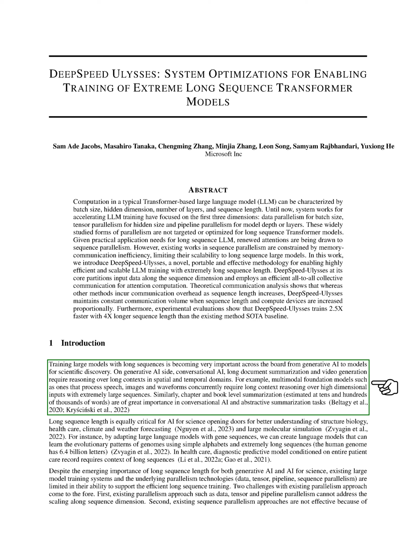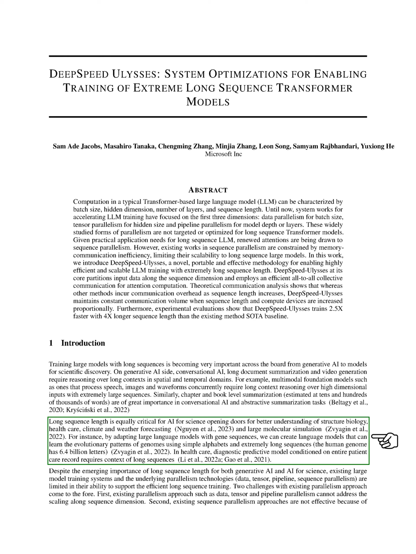Long sequence length is also vital for AI and scientific fields, helping us better understand structural biology, healthcare, climate and weather forecasting, and large molecular simulations. For example, we can adapt large language models with gene sequences to create models that can learn the evolutionary patterns of genomes using simple alphabets and extremely long sequences. In healthcare, predictive models for diagnosis that are conditioned on a patient's entire care record require the context of long sequences.